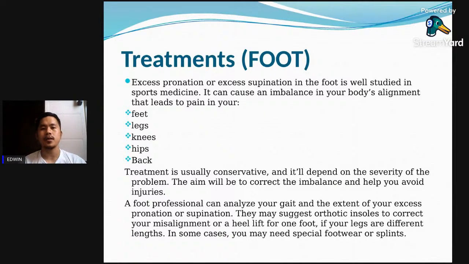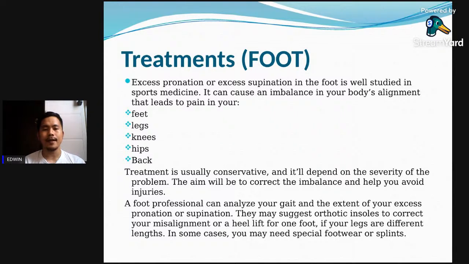Excess pronation or excess supination in the foot is well studied in sports medicine. It can cause an imbalance in your body alignment that leads to pain in your feet, legs, knees, hips, and back. Treatment is usually conservative, and it will depend on the severity of the problem. The aim will be to correct the imbalance and help you avoid injuries.